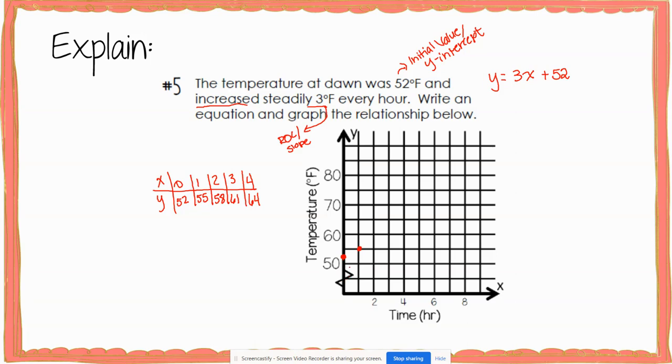When x is 2, y is 58. So I'll go to 2 and then go up to approximately 58. When x is 3, y is 61. So 3 and then 61. And when x is 4, y is 64. So up to 4 and then approximately 64. You notice that this would create a straight line. I know that it's linear just by looking at my equation because it's a number times x plus my y-intercept. So we know that this would make a linear equation.